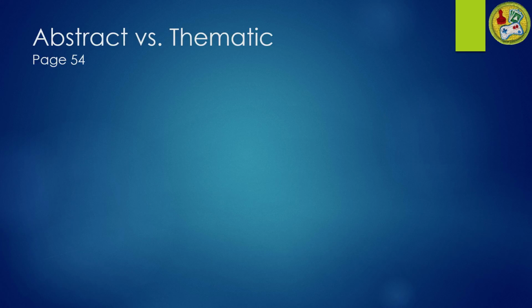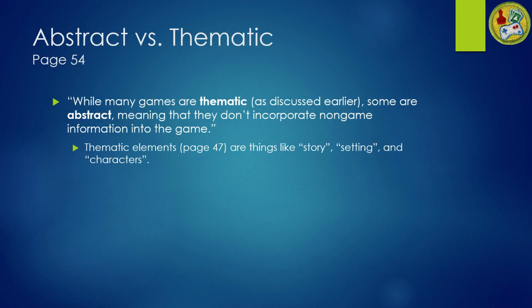Okay, last one. Time for abstract versus thematic on page 54. While many games are thematic, as discussed earlier, some are abstract, meaning they don't incorporate non-game information into the game. To revisit what thematic is, on page 47, we were introduced to thematic elements, which are things like the story, setting, and characters.